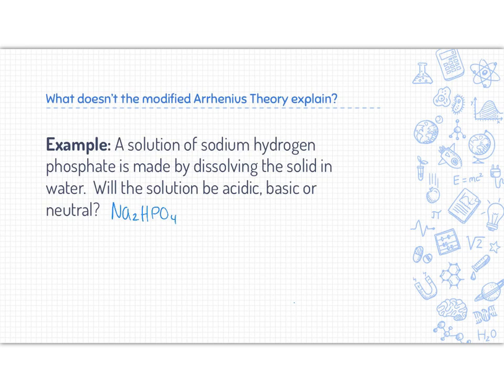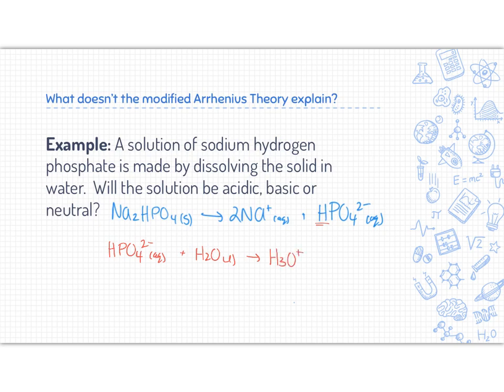So this is ionic. Our first step is to dissociate. So 2Na+ and HPO4 2-. Now, looking at this, it's got an H to donate. So technically, I could get HPO4 2- to react with water to make H3O+ and PO4 3-.